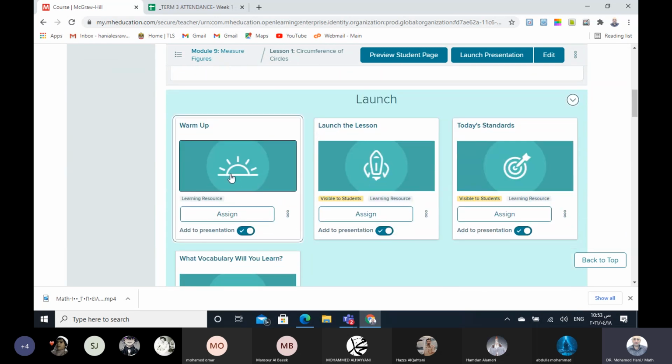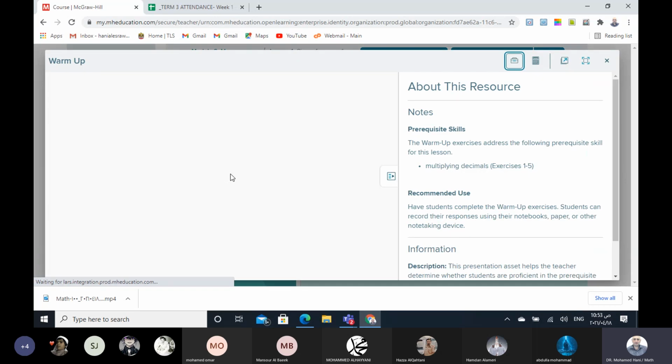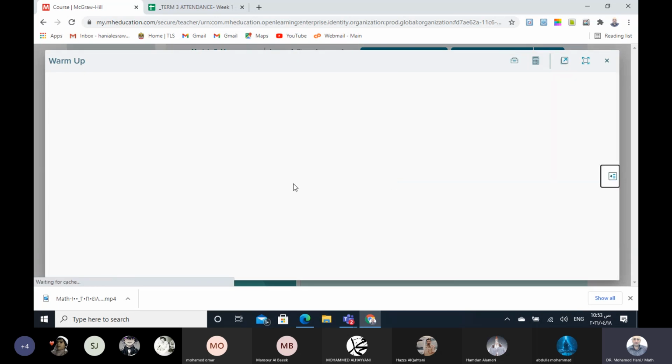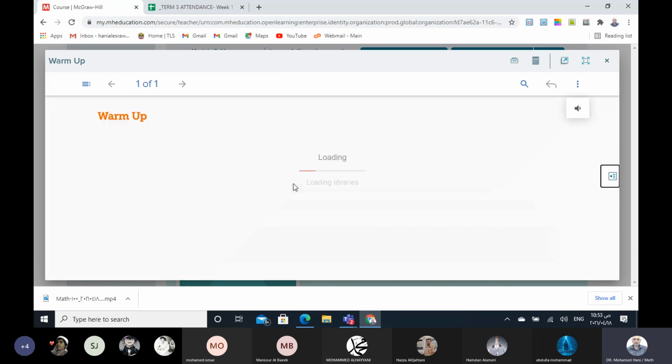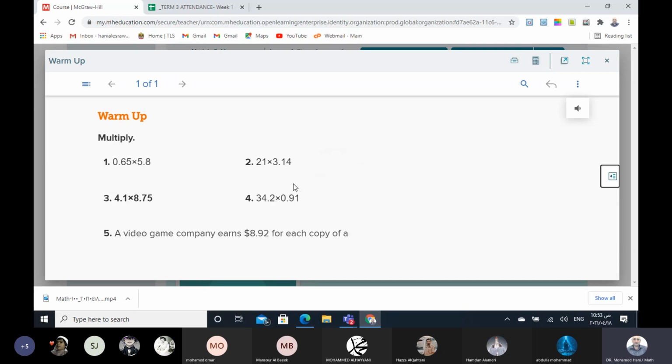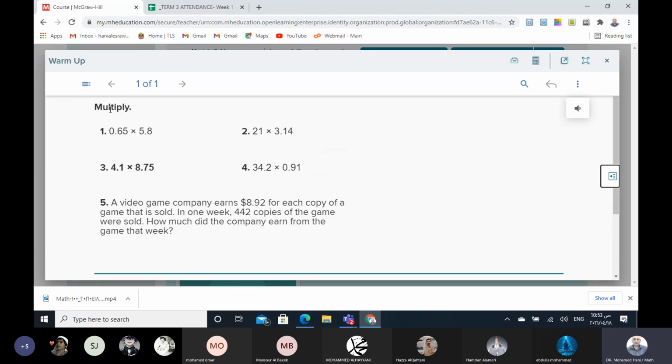At first, we have here 5 exercises. I want all of you to find the product, then tell me your answers. Start please here, multiply the first exercise. We have 0.65 times 5.8. Tell me what your answer is here.